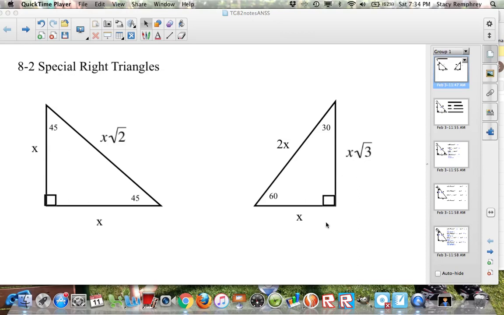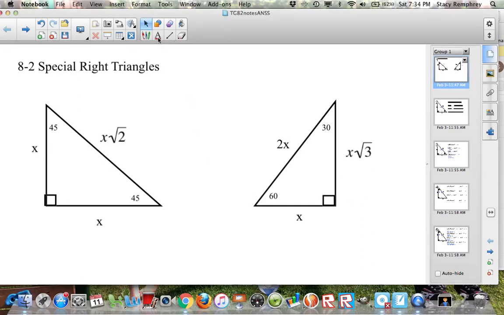In the 30, 60, 90 triangle, we found that, remember, the shortest side is across from the smallest angle. So the side across from the 30 is always half as large as the hypotenuse. And we found that the other leg is the short leg times the square root of 3.